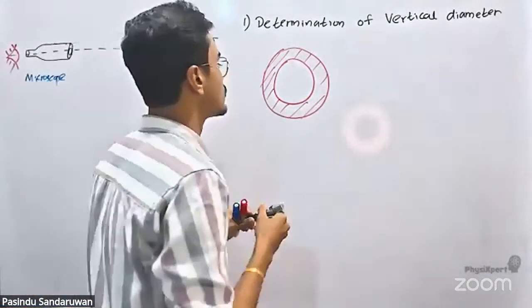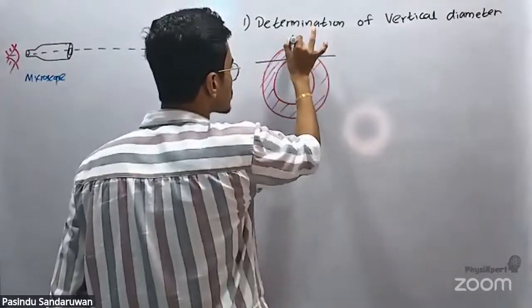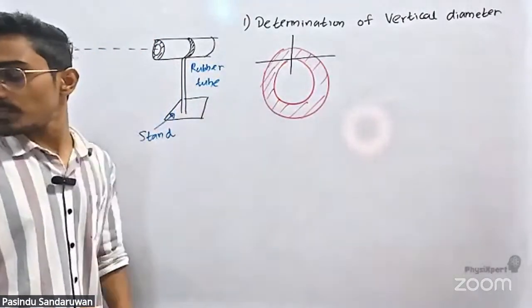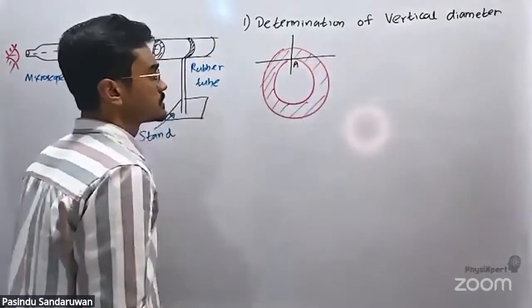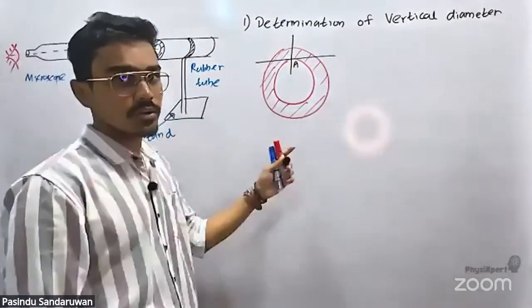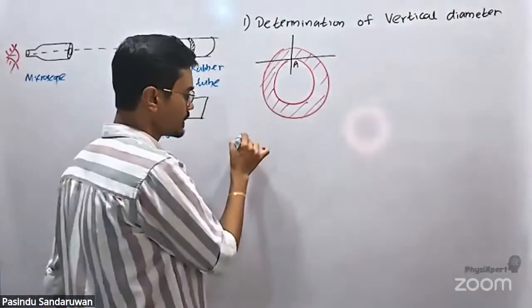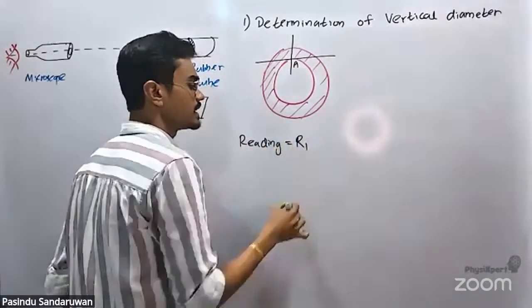Now first, what we do is we take the crosswires to the topmost point, like this. Let's say this point is A, and we have to take the reading accordingly. Let's assume the reading here as R1.